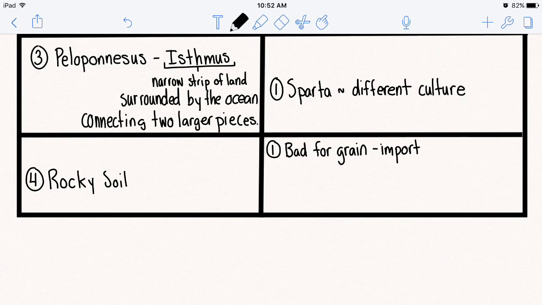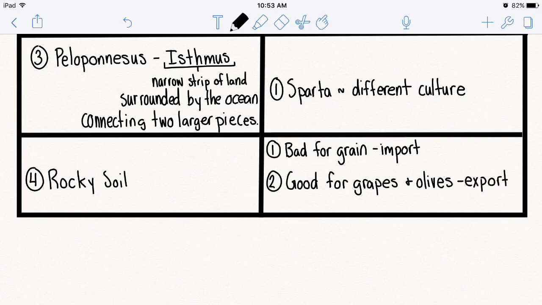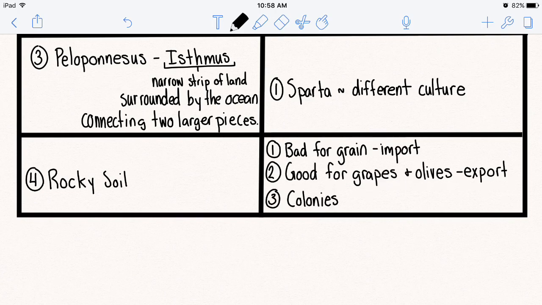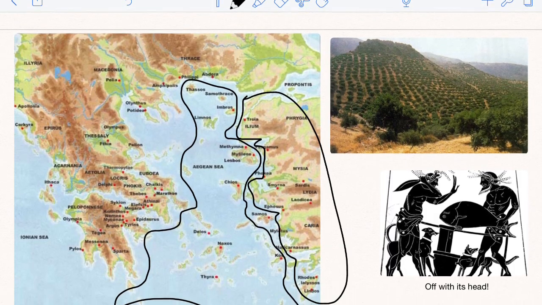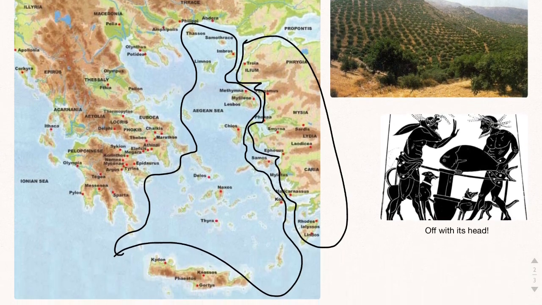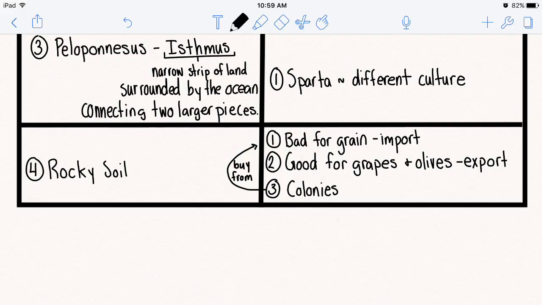However, this rocky soil was good for growing two crops that made you a ton of money. Grapes that people made wine out of, and olives that people made olive oil out of. They would export these two products to buy grain. So, who are they exporting these things to so they can import grain from? Well, the colonies. Remember, Greece had a lot of colonies on islands in the Mediterranean Sea and on the Ionian coast. They would buy grain from these colonies, and then they would sell grapes and olives to these colonies, and the circle goes round and round. So, as you can see, Greece is really going to need those colonies, and it's going to get them into trouble.